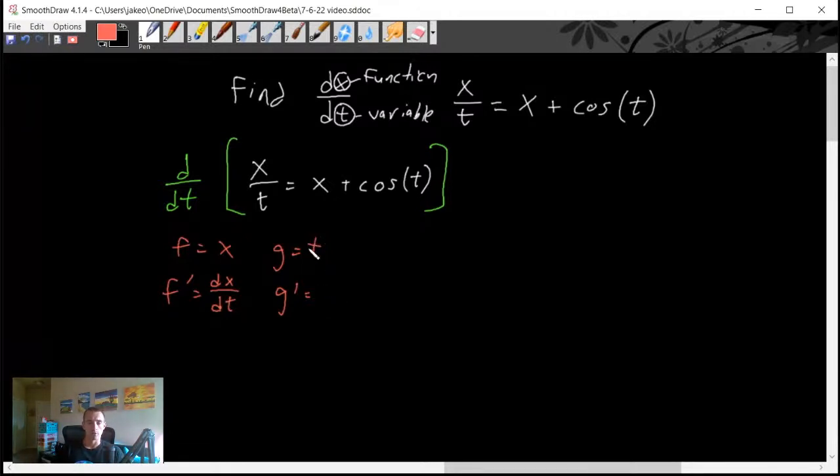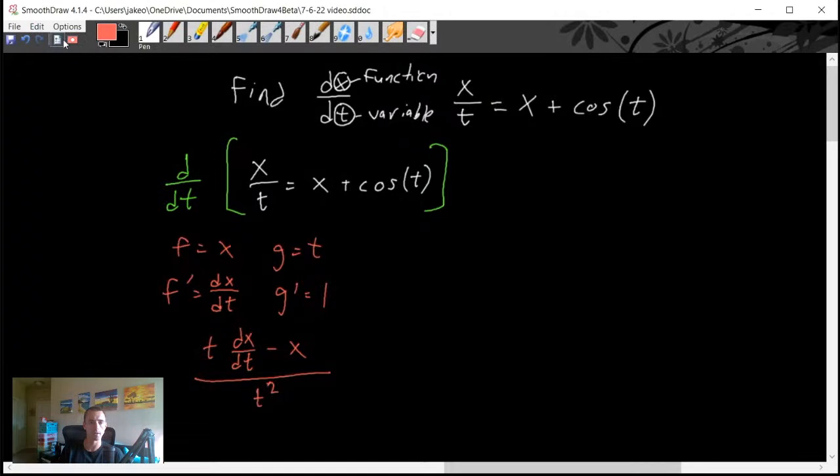Then we need to take the derivative of g, which is t. The derivative of t with respect to t is just 1. Okay? Now, quotient rule says we're going to do low d high. So low times the derivative of high, the derivative of the top. So t times dx dt. Low d high minus high d low. So minus f times g prime. So x times 1 is just x. And then that's going to be all over the bottom squared. Our original bottom function is t. t squared is going to be our denominator.